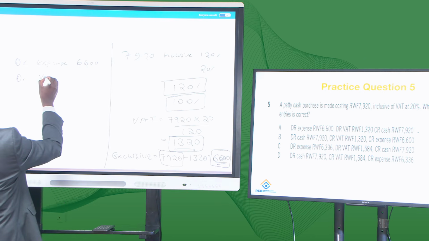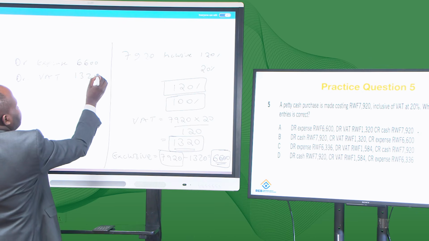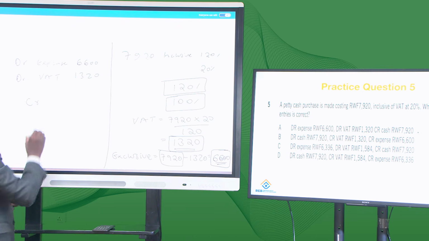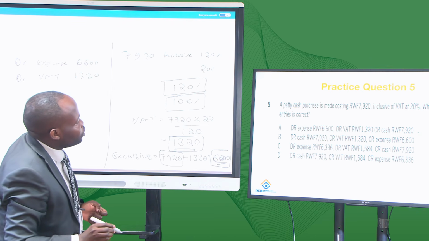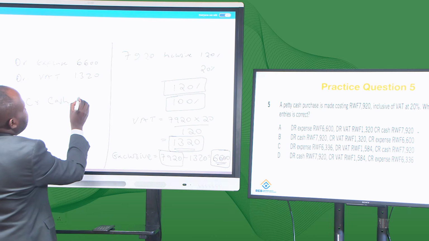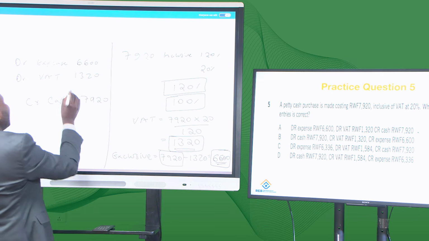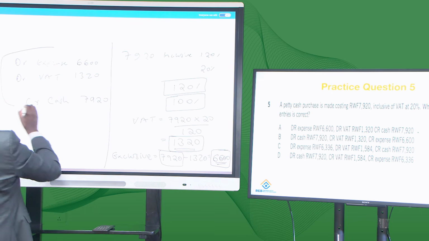You debit VAT expense of 1320. And you credit what has been spent, cash. You credit cash a total of 7920. So we look for an example with this double entry.